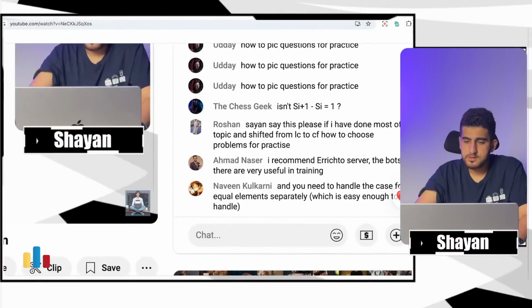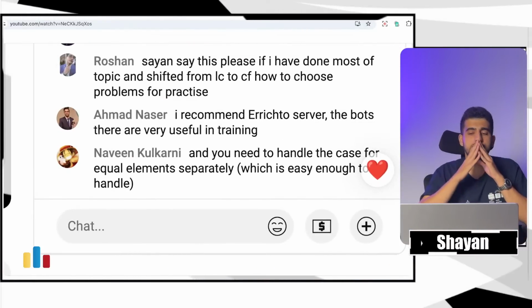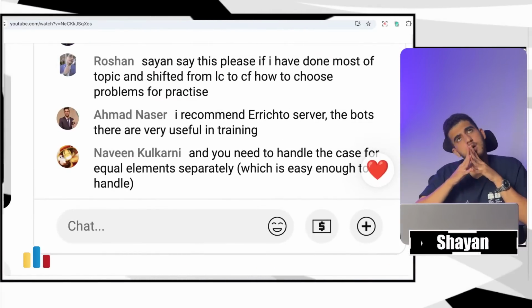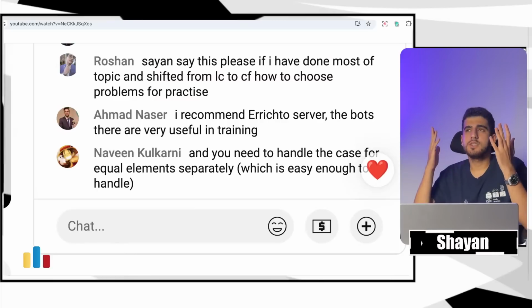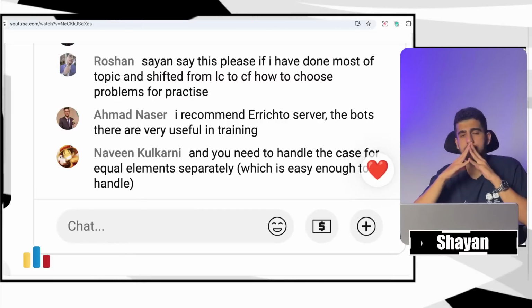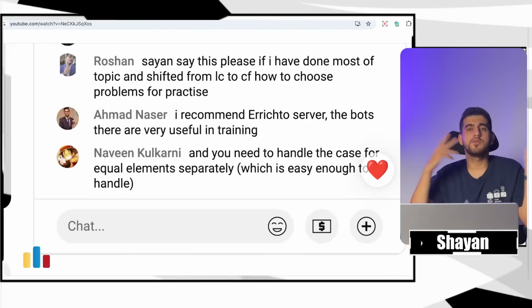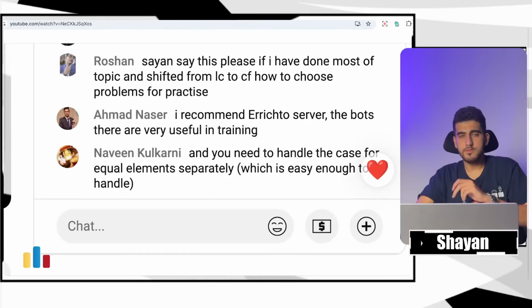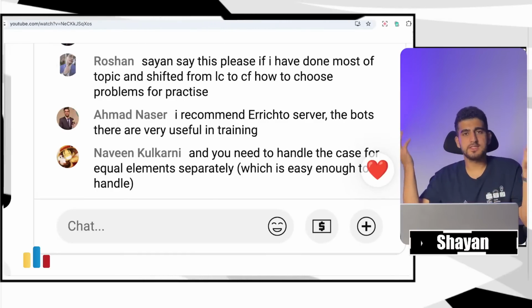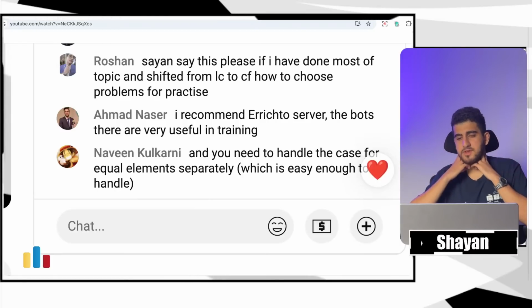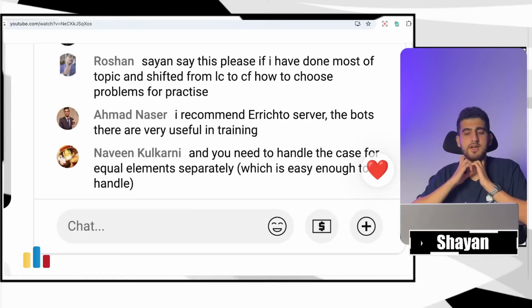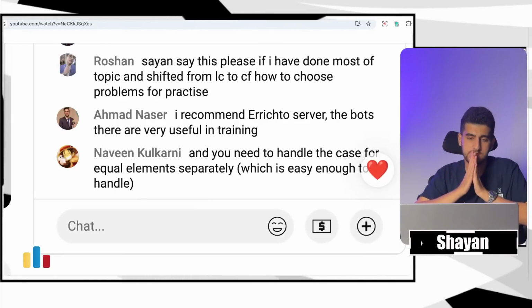And you need to handle the case for equal elements separately. It's okay even if you don't handle it, because if you have two consecutive elements which are the same, the difference is 0, and 0 has no effect on GCD. And if they are at different indexes, again they have no effect. So I guess even if you do not handle that, they won't have any harm to our final answer.